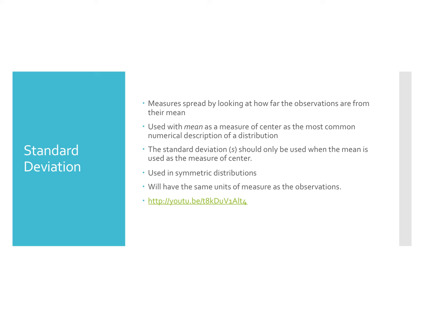When we start discussing standard deviation, it is going to measure the spread by looking at how far values are from their mean. We use it with mean as a measure of center, the most common numerical description of a distribution. The standard deviation S should only be used when the mean is used as the measure of center, and we can use them in symmetric distributions. Note they will also have the same units as the mean. So if we're looking at dollars, your standard deviation is going to be in units of dollars. If we're looking at the unit of pounds, your standard deviation will be in the units of pounds.